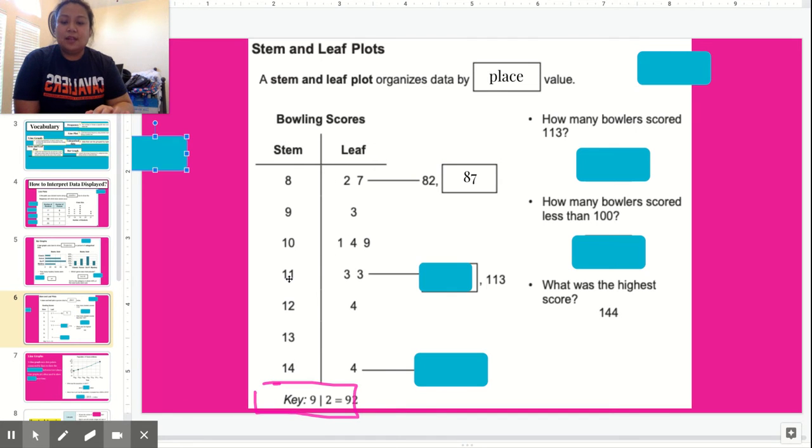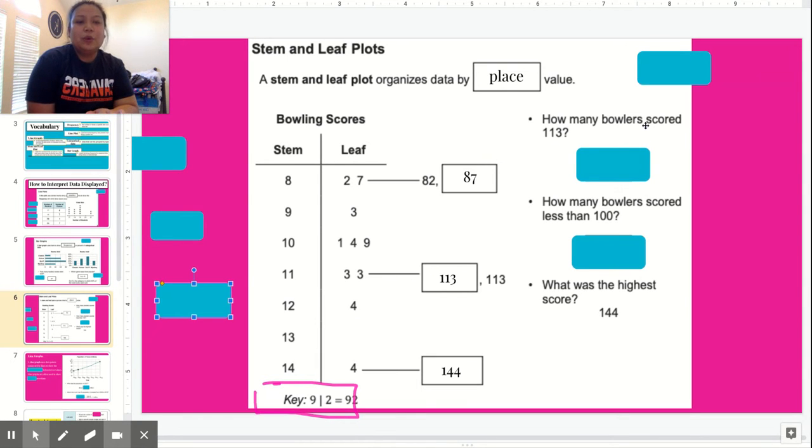Then you have 11, and then 3's here. So this represents 113. And this one down here, you have 10 and then 4. The leaf represents the ones place. So you have 10, 4, so that would be 104.